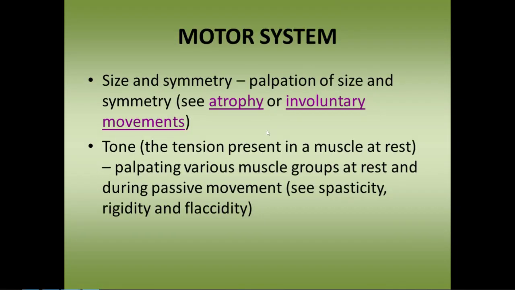So these are involuntary movements. What do we mean by involuntary movements? Meaning, the patient cannot control them, so they automatically appear in our patients. We also have here your tone. For your tone, we look into the tension present in a muscle at rest. By palpating various muscle groups at rest and during passive movement, we look into the possibility of abnormalities known as spasticity, rigidity, and flaccidity.